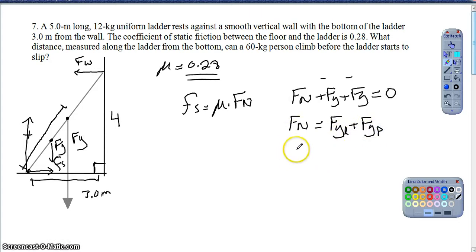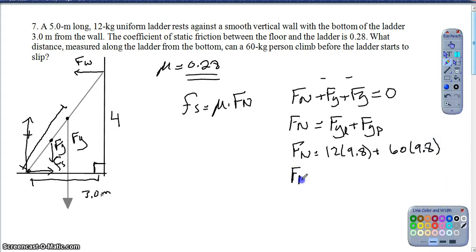So all I have to do to find my normal force is find the force of gravity of the person and the ladder. So the 12 kilogram ladder times 9.8 plus the 60 kilogram person times 9.8, multiplying those two numbers to find my normal force. And when I do that, I find my normal force to be about 705.6, so about 706 newtons of normal force. Again, no torque came into play for this yet, right? This is just using forces to help me find that.